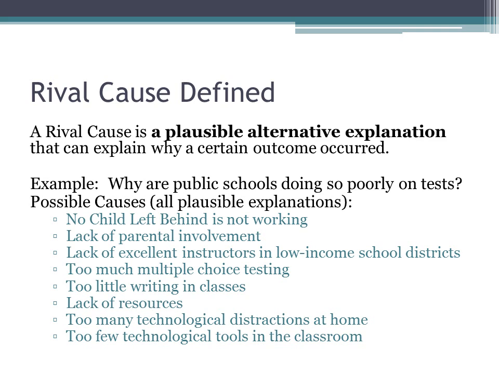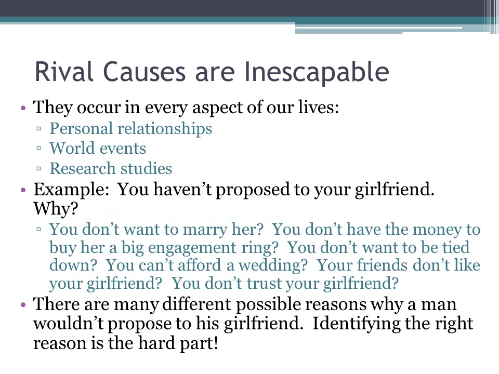They do not mean that one is right and the rest are wrong. So when we think about any major scenario, we have to remember that there are usually multiple reasons, multiple causes for a scenario. Now, if you think about it, rival causes occur in every aspect of our lives. Personal relationships, world events, research studies.